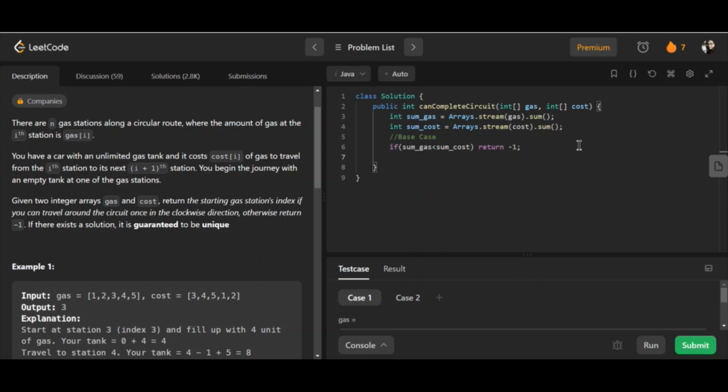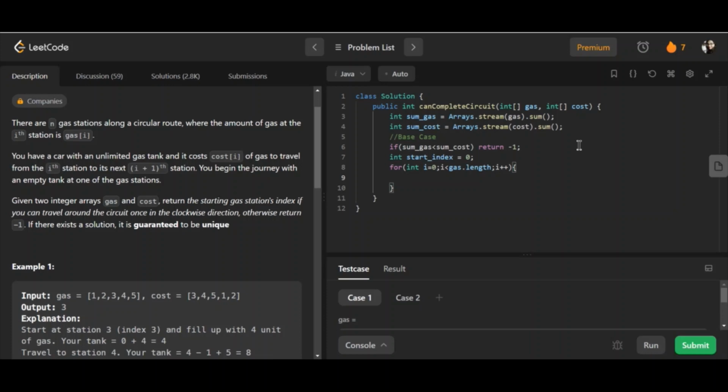Now we need to have a starting index. At first the start index will be 0. Initially we will start from the 0th index, and then we will travel across all the stations one by one, starting from 0, i less than gas.length. gas.length is nothing but the number of stations we can travel, and i plus plus.